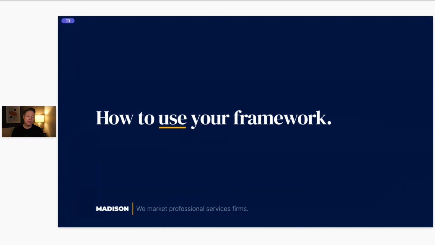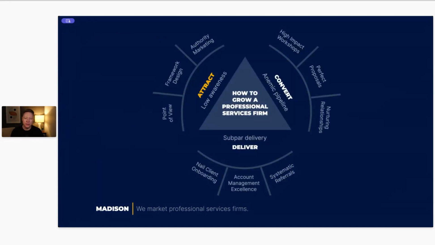How do you use your framework? One of the things I love about these frameworks is that they're applicable for all three phases of the attract, convert, deliver journey. And one of the things that you learn is, as you use the framework and implement it, you learn there are lots of nuances to it over time.